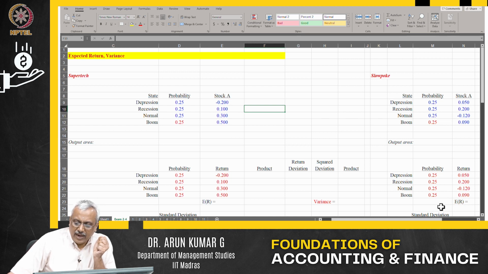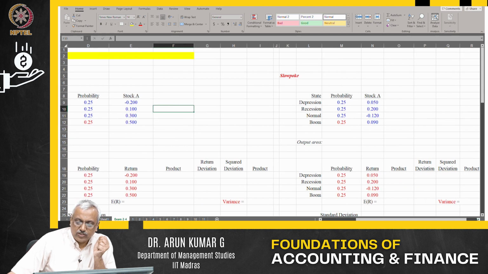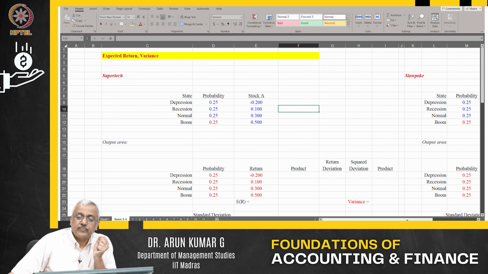The same thing I have done for the slowpoke out here, the two basic companies we have taken. Let us find out what is the expected return, what is the variance, and what is the covariance, and of course the standard deviation. Let us go ahead and do this.